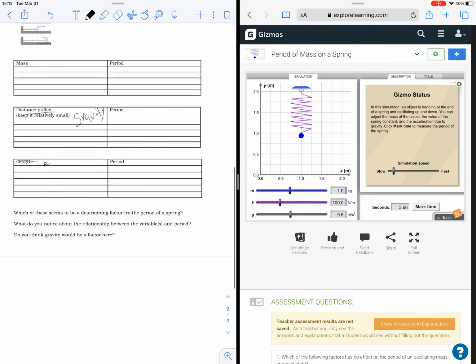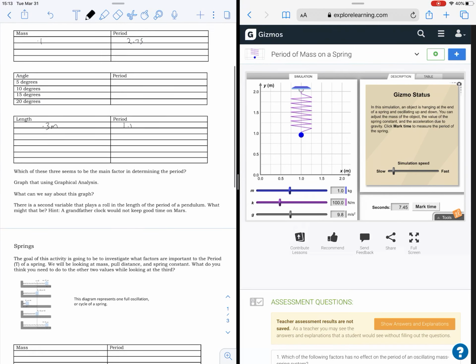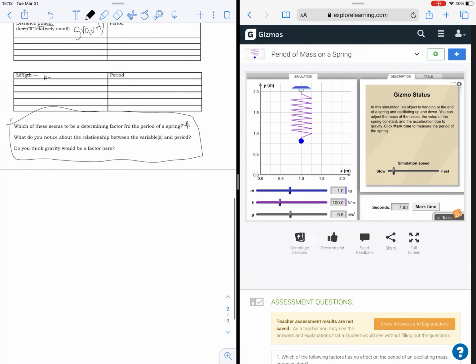And I think that's it. So the questions might be a little bit iffy here because of the little changes I had to make. But I think you should be able to figure out what determines the period of the spring. Maybe not the relationship, but at least that its hint is not linear. That might be able to help you out.